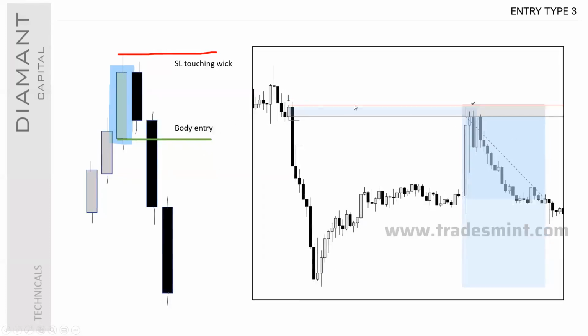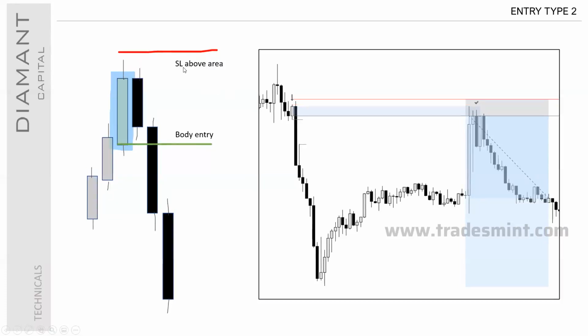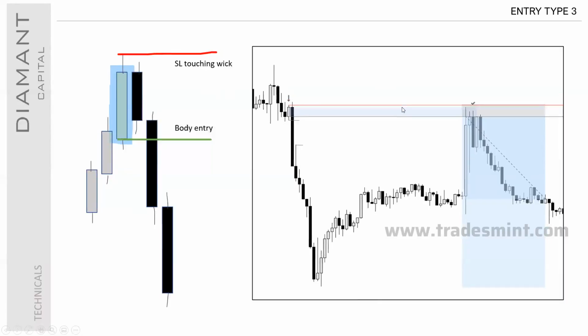The third type, I would say, is body as well, with the stop loss just touching the wick. Now, this is a bit more risky, but it's up to you. How risk averse are you? Personally, I would go for a stop loss above the area. Especially if you're on funded accounts, you're trading other people's money, or even your own money, and it's a large amount of capital. Why would you want to add that extra risk, maybe just for an extra percentage that you can gain on the trade?